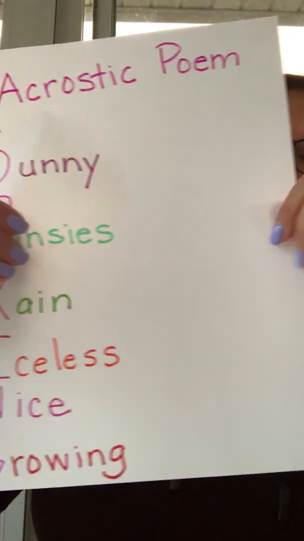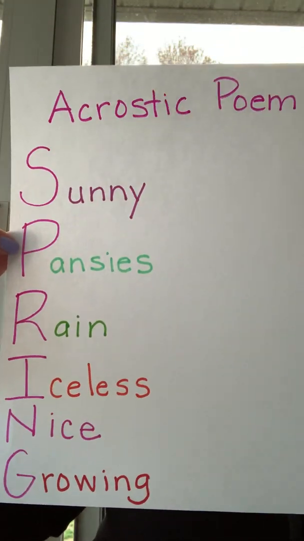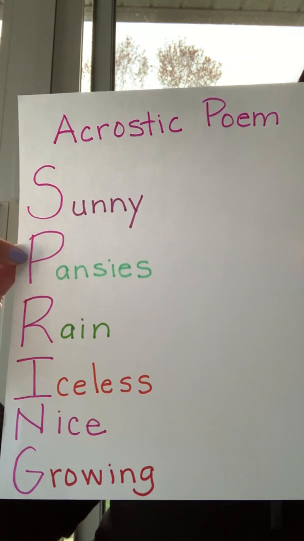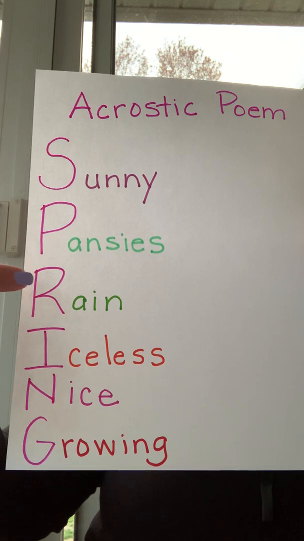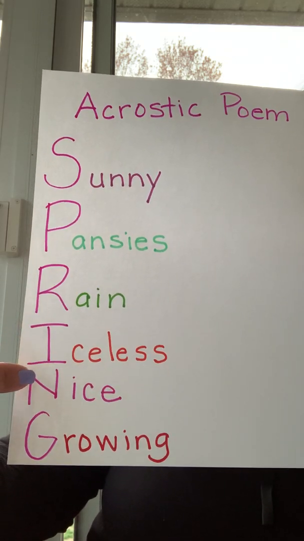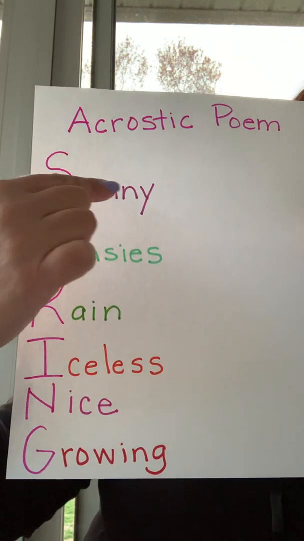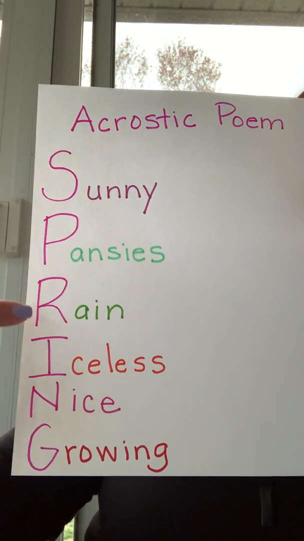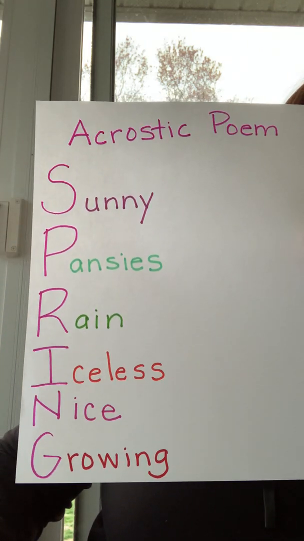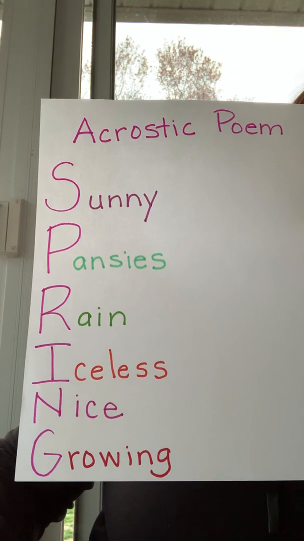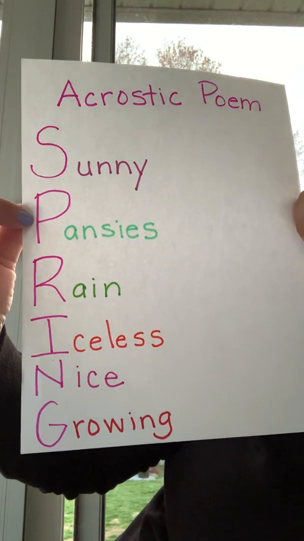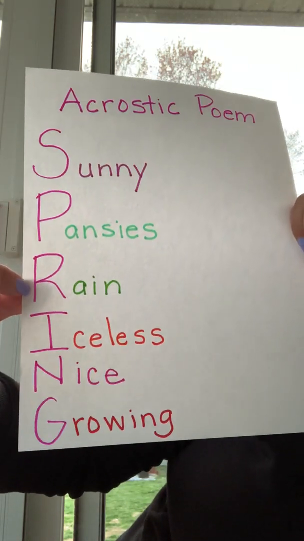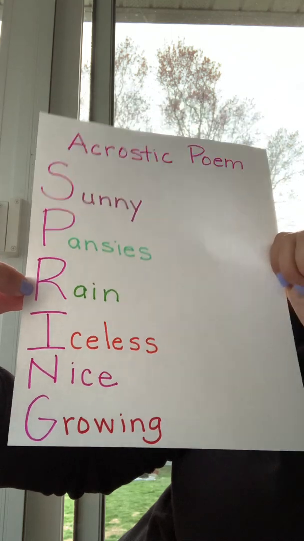I also chose the word spring because it's a beautiful spring day. So I wrote the letters S, P, R, I, N, G. And then for each letter, I wrote a description of spring. Sunny for S. Pansies, which are a type of flower, for P. R, rain, because we do get a lot of rain in the spring.